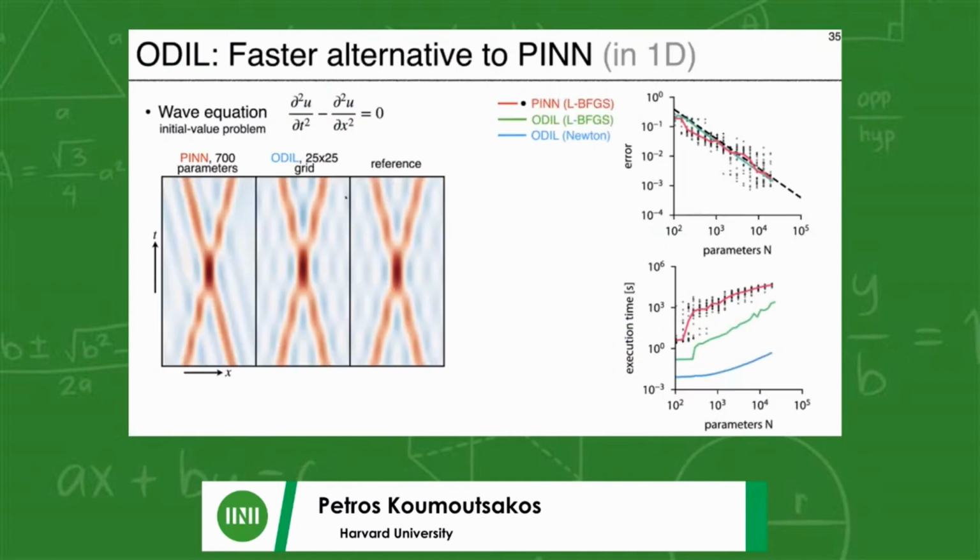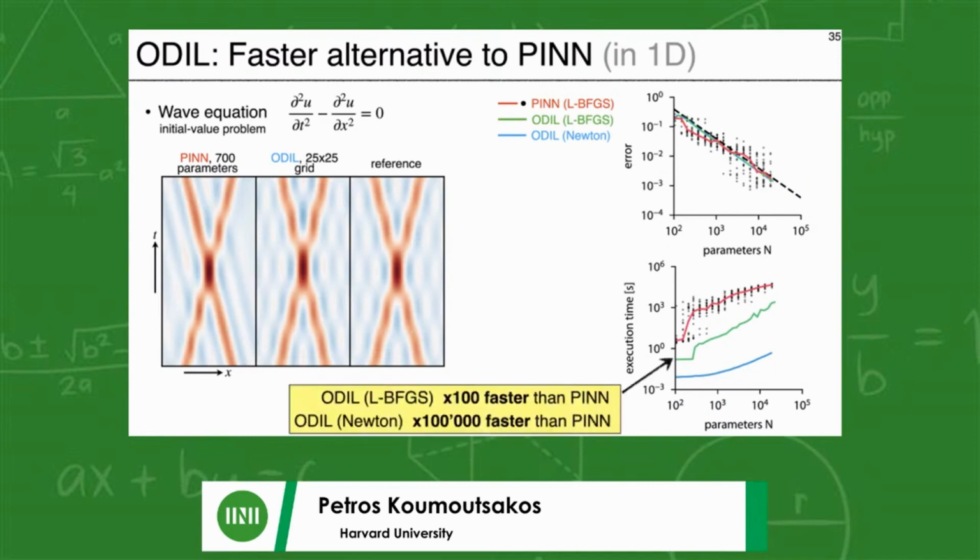Now, if you solve the wave equation, the PINNs with 700 parameters give you a solution like that. The ODIL with a 25 by 25 grid gives you that. The reference solution looks like this, but now I want you to pay attention to two things. The error, first of all, for the PINNs, depends on the initialization that you do. You can get it to converge in this particular case. It's not always the case. But the thing that is quite striking is that by doing this discrete version, if you use LBFGS, you find that it's 100 times faster than PINNs. But now, by doing these discrete versions, you can use Newton, and you can be hundreds of thousands of times faster than PINNs.